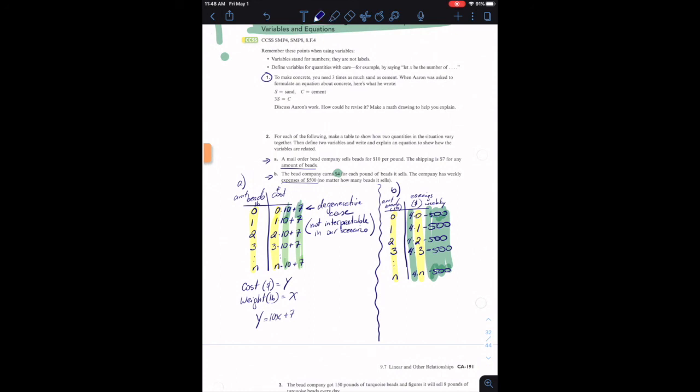So if we're going to write that earnings in dollars are y, and weight sold in pounds is x, then the earnings would be 4 times x minus 500. And you can make sense of this formula, because it's $4 per pound of beads, and we have a standing $500 expense that we need to recoup.